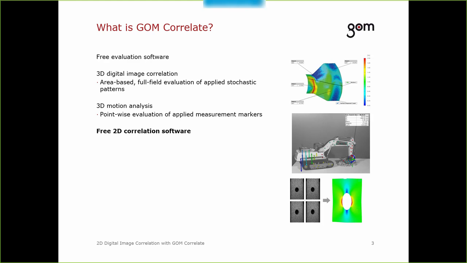The topic for today, and that is what we are going to focus on, is the free 2D correlation. The free GOM Correlate software version provides the opportunity to do 2D image correlation. So you can import images or movie files and do the evaluation of 2D projects, meaning in-plane testing. We're going through all these different tests that we have shown before, and we want to give you an overview of what is possible and show you the workflows behind.